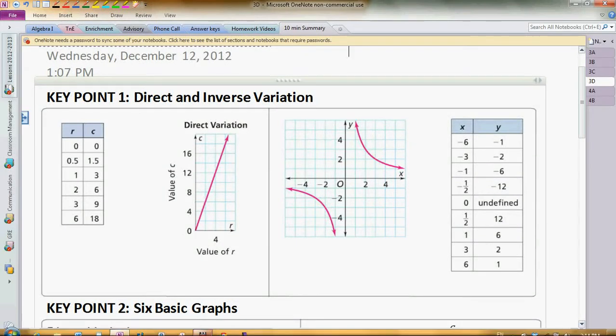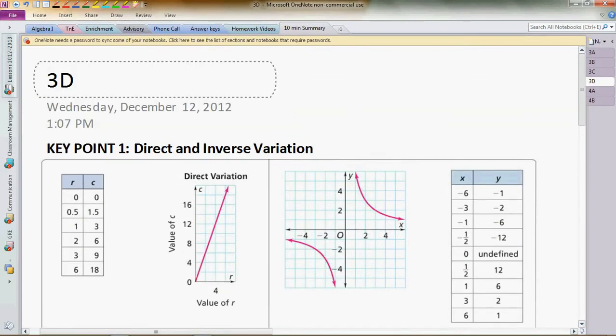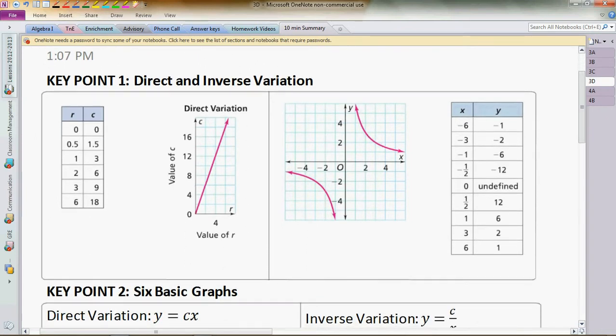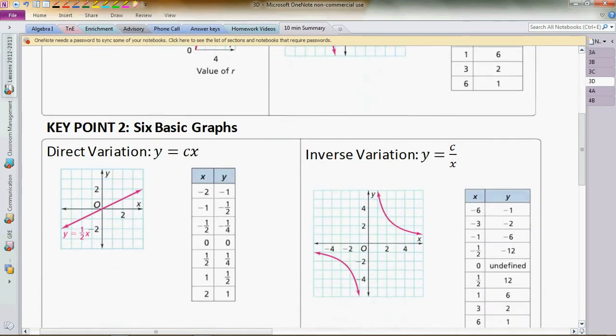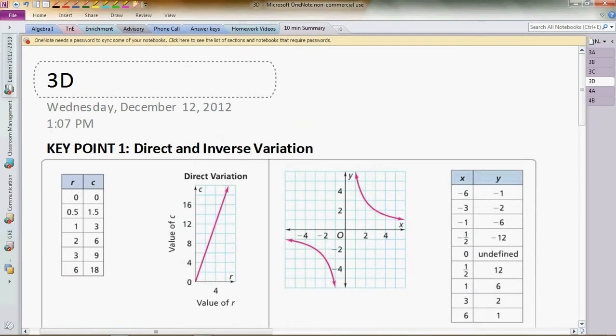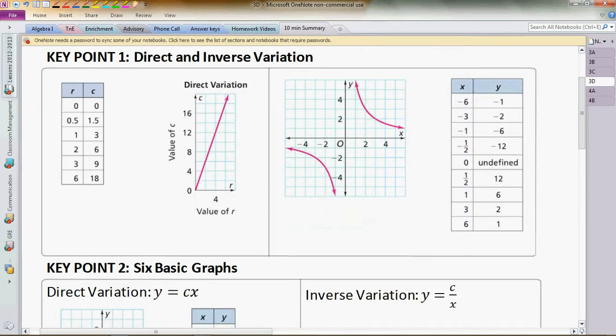This video is to summarize the 10-minute summary of Investigation 3D. So we've learned three important things in this investigation: direct and inverse variations, and also 6 basic graphs and how to translate those basic graphs. So the first point is the direct and inverse variation.